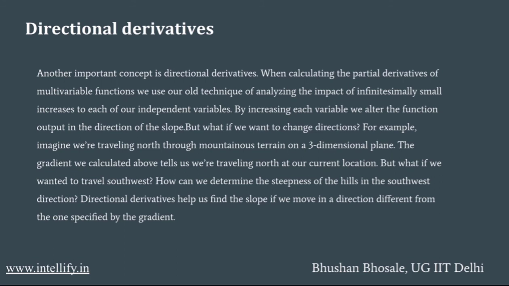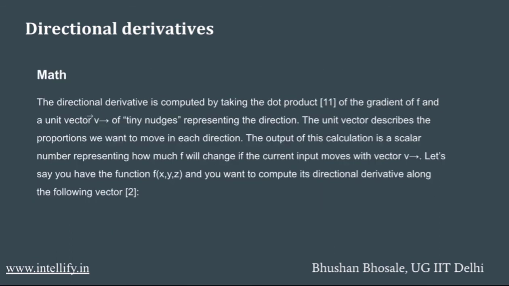For example, imagine we are traveling north through mountainous terrain on a 3D plane. The gradient we calculated above tells us we are traveling north at our current location. But what if we want to travel southwest? How can we determine the steepness of the hills in the southwest direction? Directional derivatives help us find the slope if we move in a direction different from the one specified by the gradient. Okay, now let us see the math.